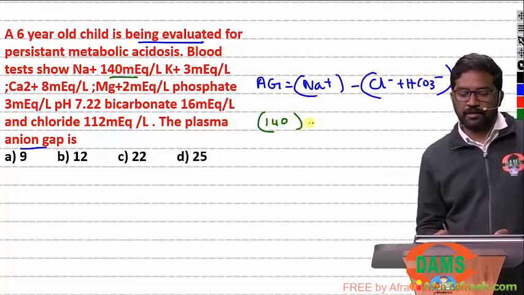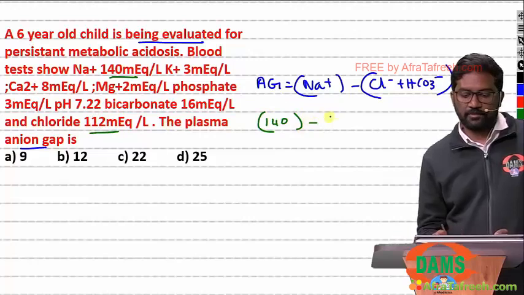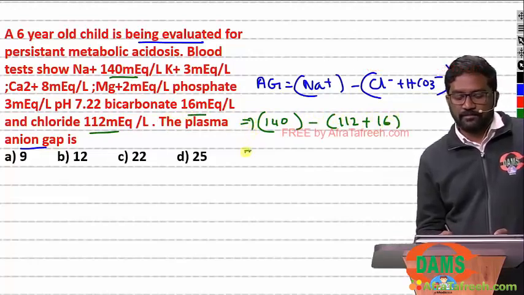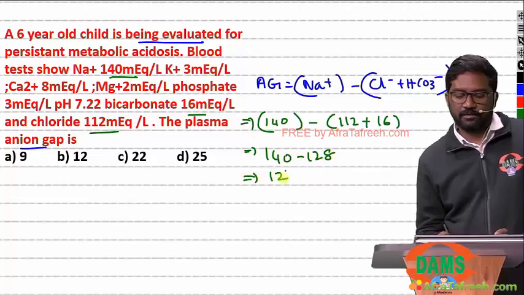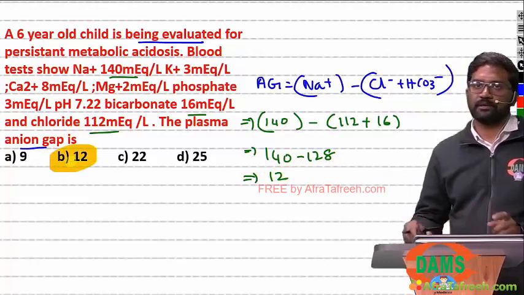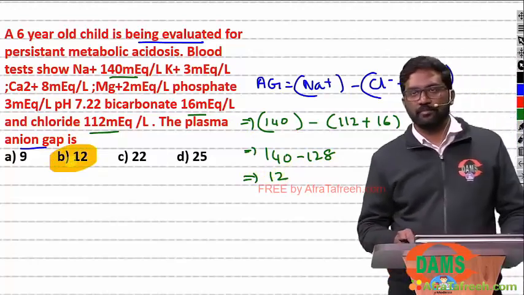So how much is sodium? 140. How much is chloride? 112. How much is bicarbonate? 16. So it will be 140 minus 128. It will be 12. So it is a normal anion gap.